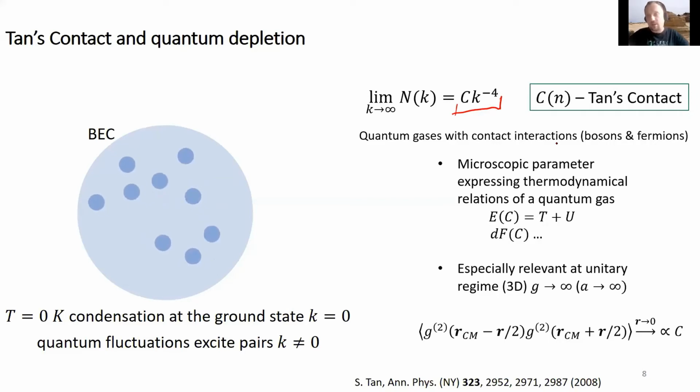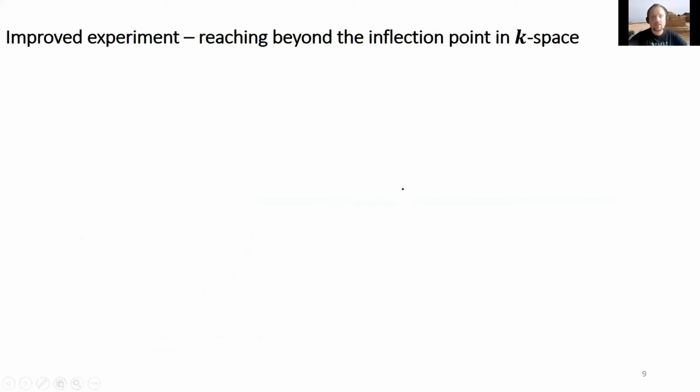Because the author of the work, Shina Tan, indicated that many thermodynamic properties of a quantum gas can be expressed with this parameter. The Tan contact is basically a parameter measuring the probability of two particles being very close to each other, in contact, within a small diameter, where they can scatter to excited states.